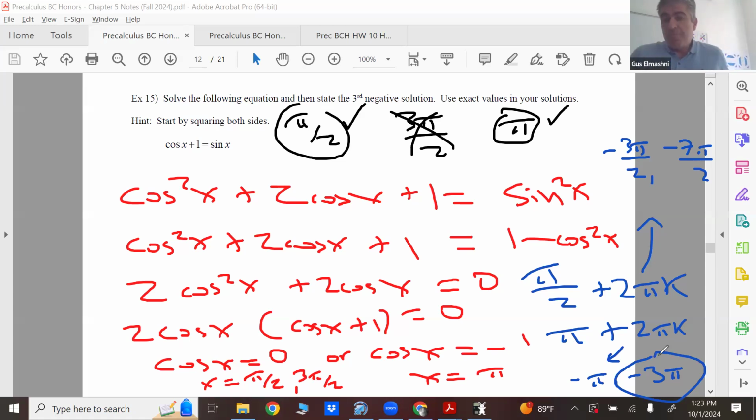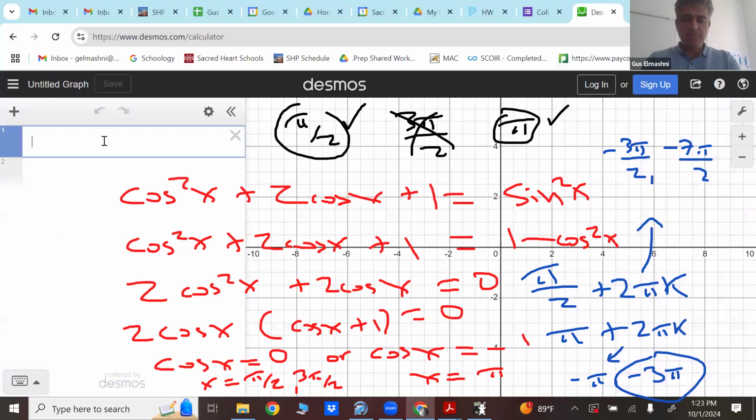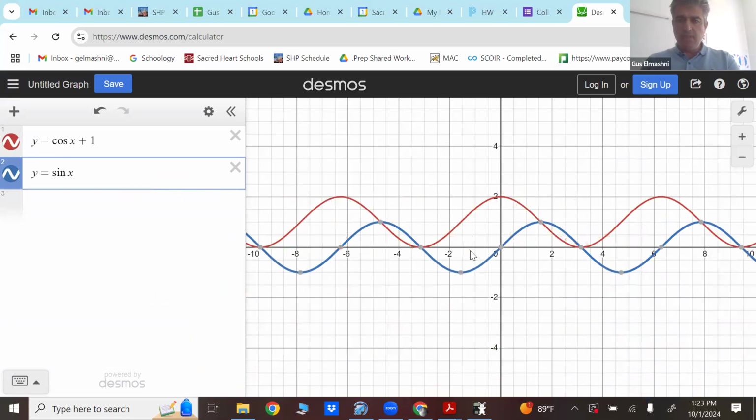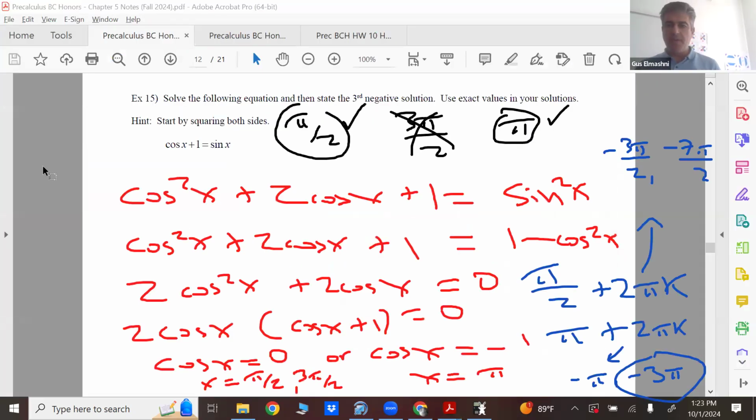And you can always graph it. Go to Desmos. There's a first, second, third. There we go. Negative 3 pi. And let me undo that. So yeah, it's a little more advanced. I don't think pre-calculus honors does this. This is more of a BC honors question. This is a really good question. It's more appropriate for your level.